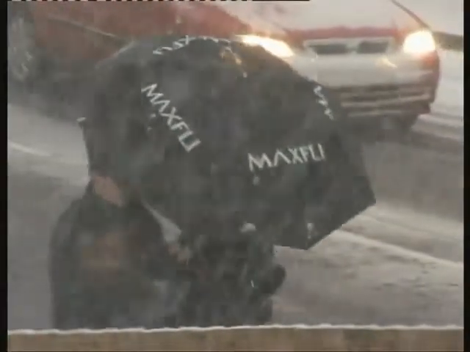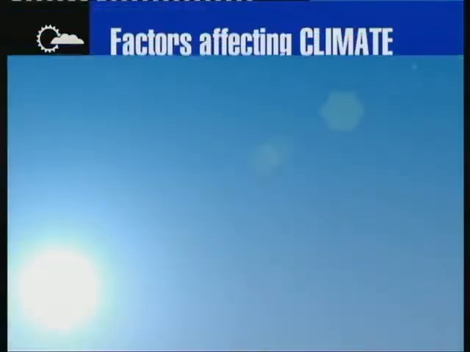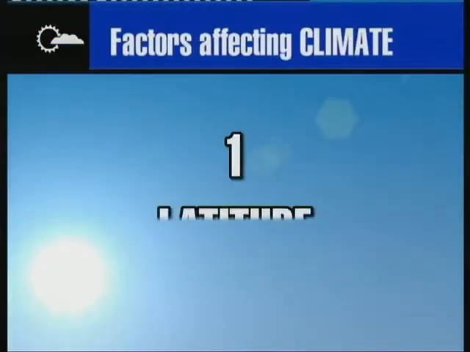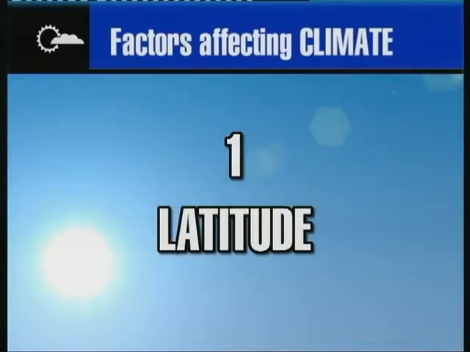Okay, so we know the difference between weather and climate, but what makes a climate the way it is? What are the factors affecting climate? Number 1. Latitude. It is the most important one.